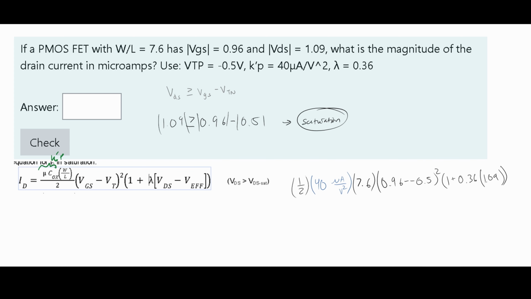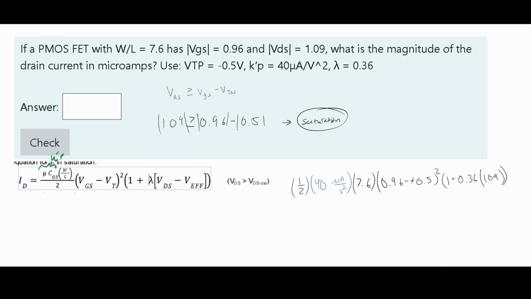Now, this, I believe, it doesn't say in this problem, but should be in absolute values for this. And then this is all going to be squared. So this is really going to be minus a positive 0.5. So minus positive. And then we have 1 plus 0.36 because of our lambda. And then we have our 1.09 from our VDS.